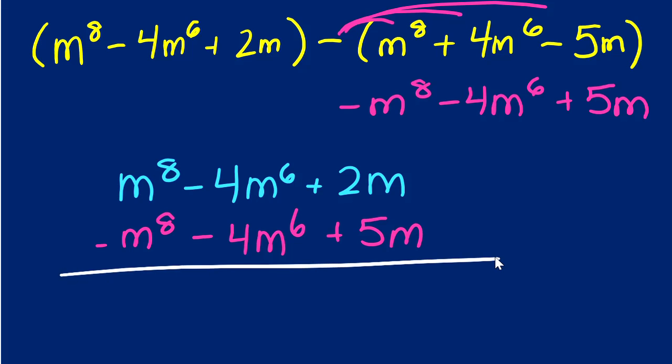And now we're going to add our like terms here and see what we get. M to the 8th minus m to the 8th is 0. It's gone. It completely cancels itself out and leaves nothing behind. Negative 4m to the 6th and negative 4m to the 6th will combine to give me negative 8m to the 6th. And 2m plus 5m will give me 7m.